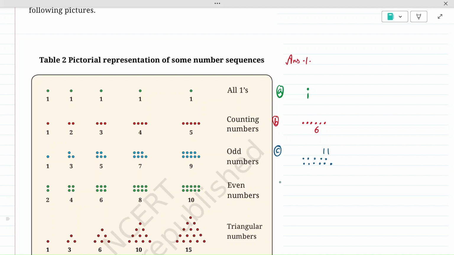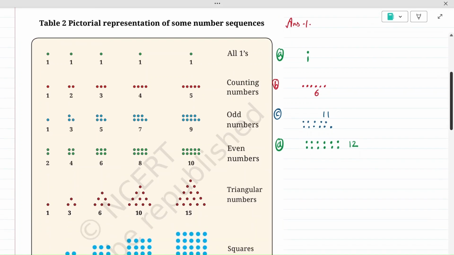Next, we have even numbers. So even numbers are 2, 4, 6, 8, 10, and now 10 plus 2, 12. So let me represent using green only. 1, 2, 3, 4, 5, 6, 7, 8, 9, 10, 11, 12. This is 12, the next even number.